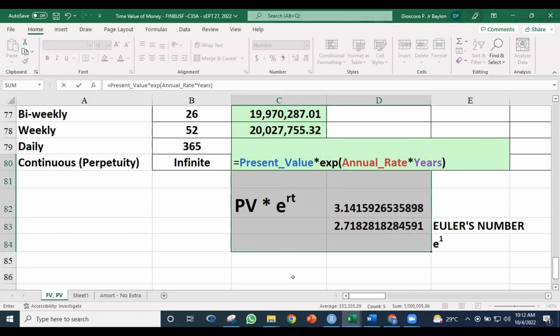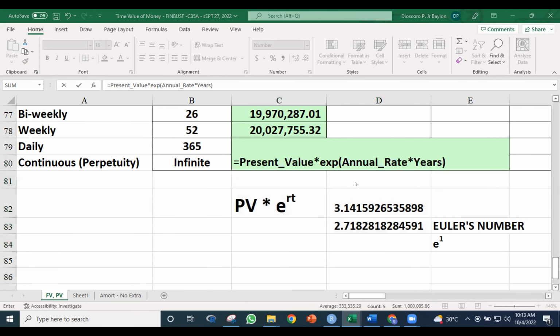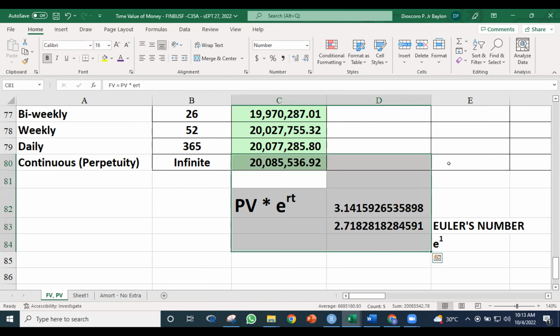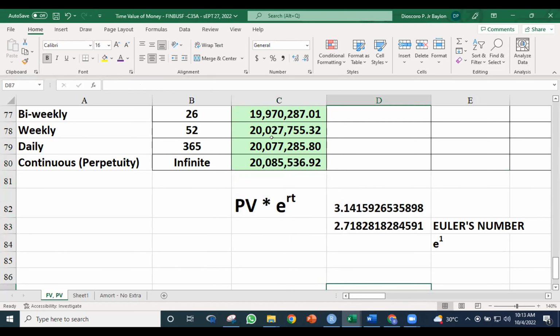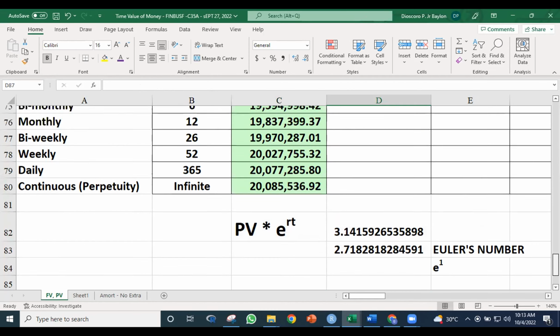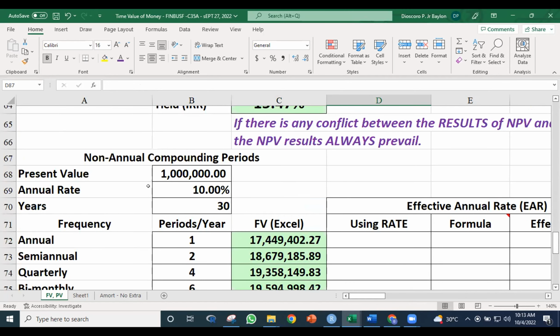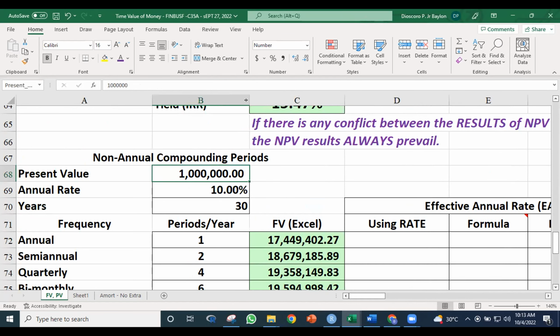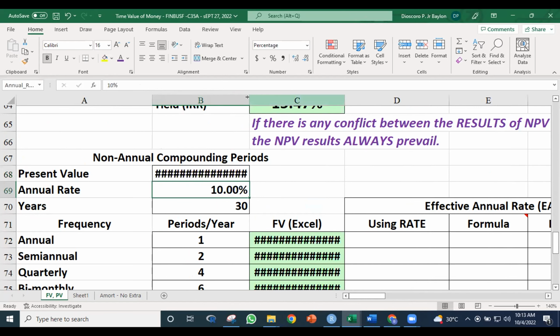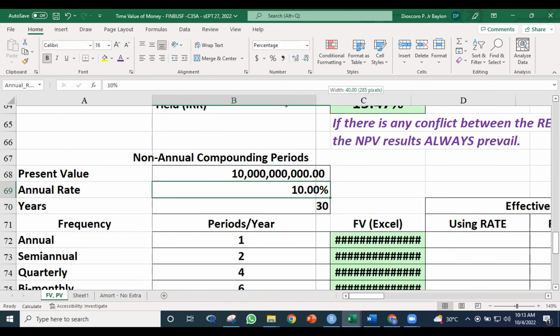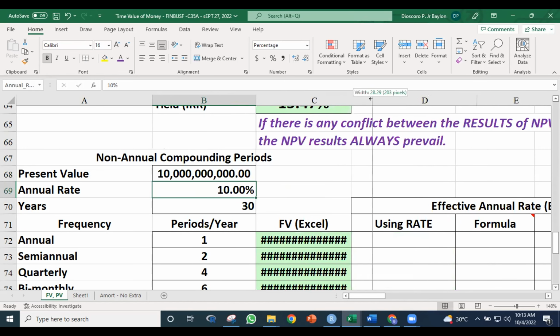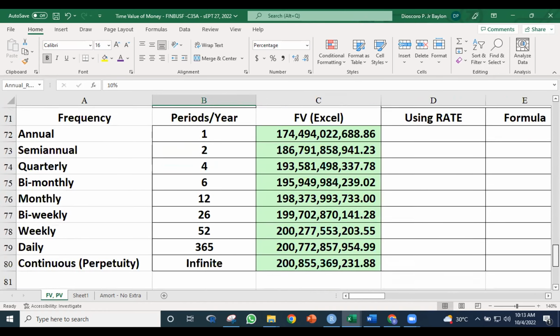So that's now the present value multiplied by E raised to the RT. That gives us 20,085. So it's higher than the daily compounding. Of course, you might think it's not much of a difference, but that's because our present value is only 1 million. But if we're considering, for example, tens of billions, so this is 10 billion, you can see now the difference.